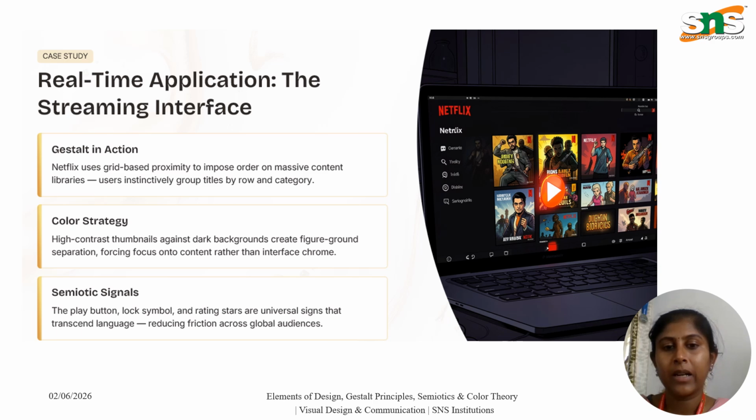Let's look at a practical example, a streaming platform interface. Notice how Gestalt principles group related movies and TV shows together. The color strategy uses dark backgrounds with bright highlights to focus the user's attention on important content. The platform also uses semiotic signals like play icons, search icons, and menu symbols, which users immediately understand without reading the instructions. This example shows how design theories are applied in the real world.